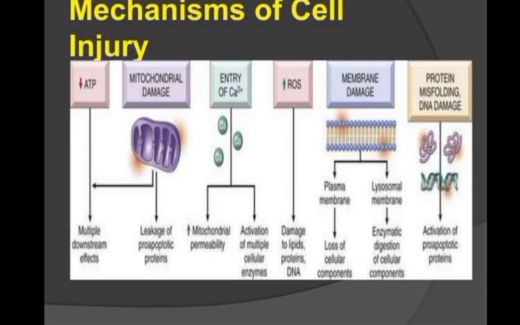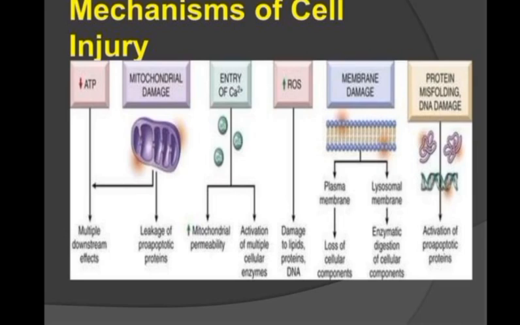Next one is membrane damage. There are two types of membrane damage: plasma membrane and lysosomal membrane. First, the plasma membrane is the outer layer of the cell. If the membrane gets lost, intracellular compounds will leak out, causing loss of cellular components. In lysosomal membrane damage, there is enzymatic digestion of the cellular components. The lysosome's main role is digesting the cellular components if the cell gets damaged, so that role will be taken by the lysosomes.